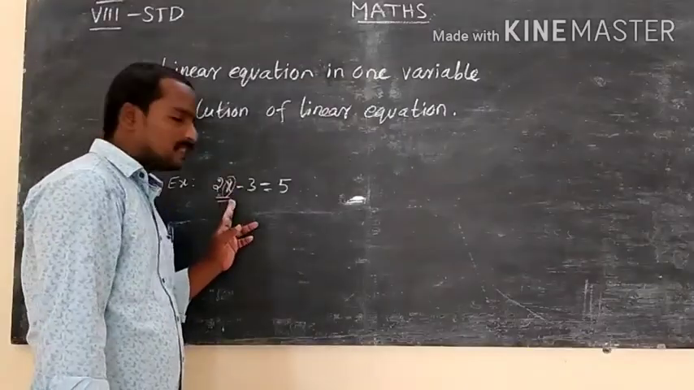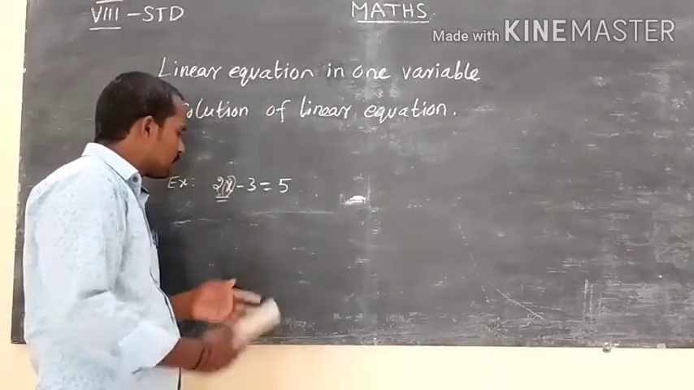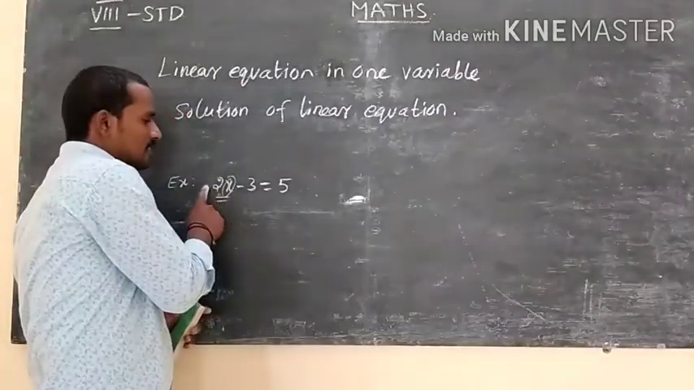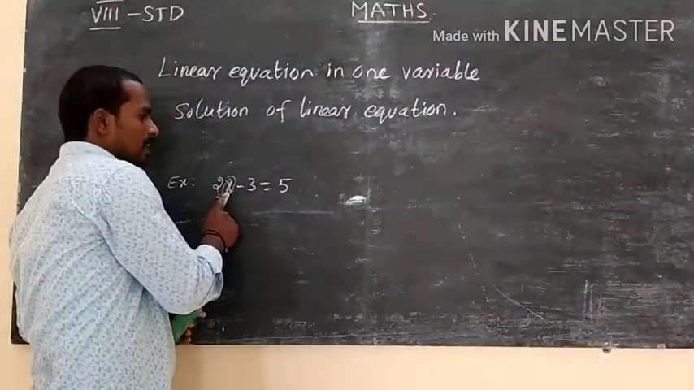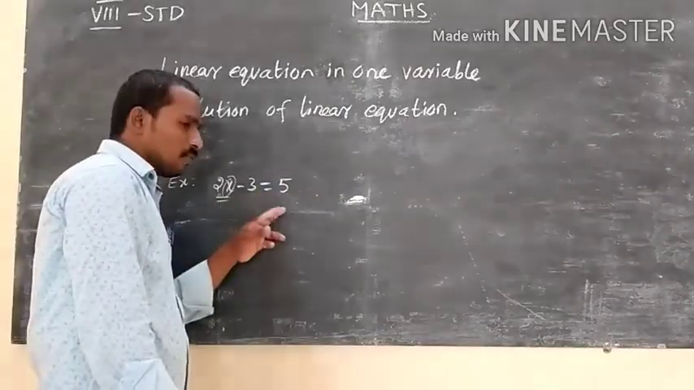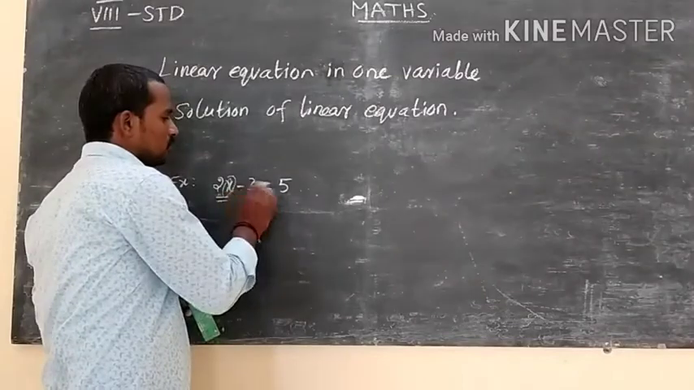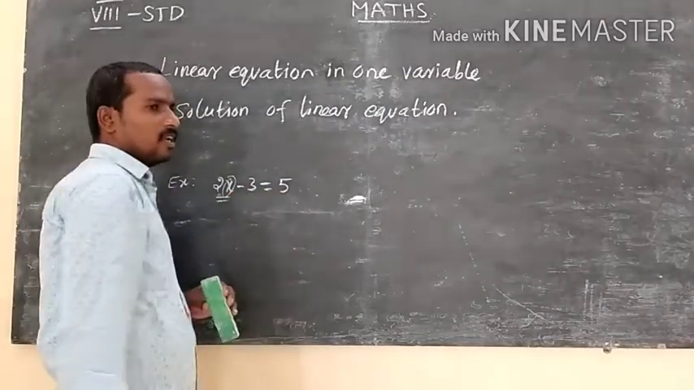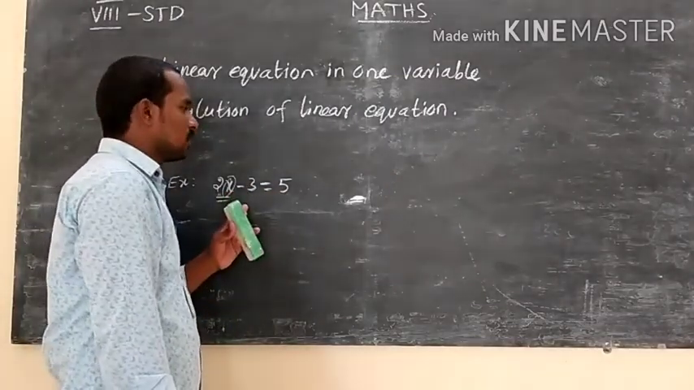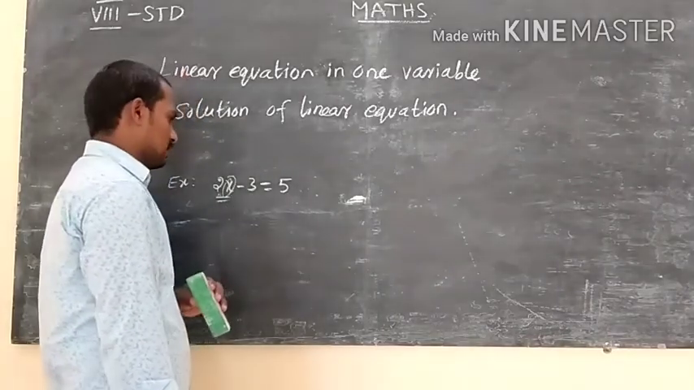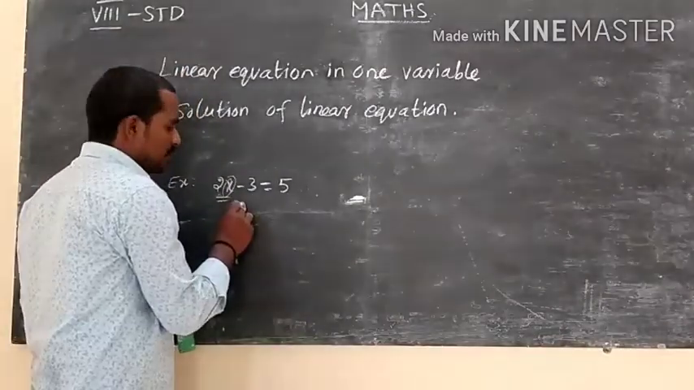The value which replaces the variable in an equation so as to make the two sides of the equation equal is the solution of the equation, or the root of the equation. This is the explanation of the solution.